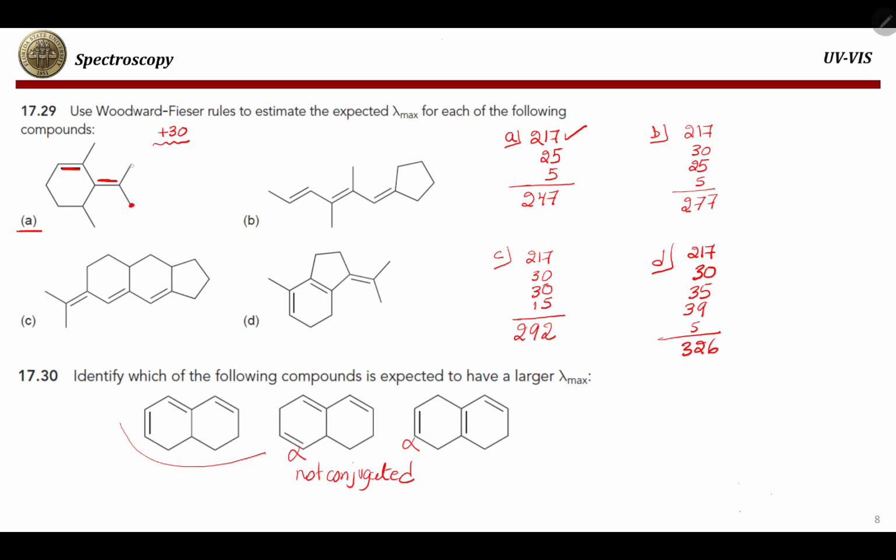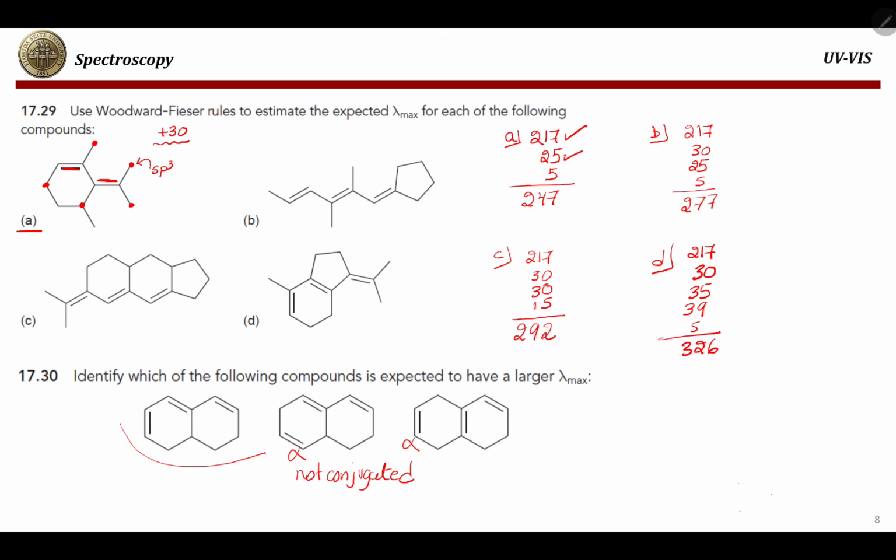We have 1, 2, 3, 4, 5 alkyl groups in this case. Just to remind you, the alkyl groups are the ones which are sp3 hybridized. If the carbon connected to the double bond, usually called the allylic carbon, is sp3 hybridized, then you count it. If it has a double bond, then you don't count it. So we have 5 times 5, that's 25.